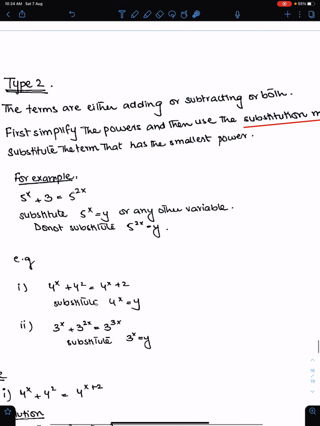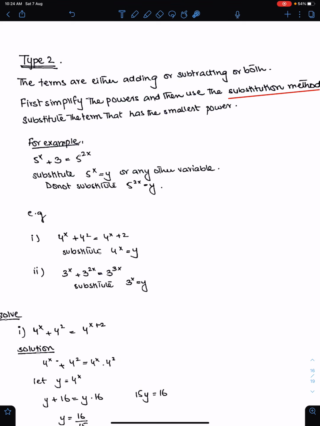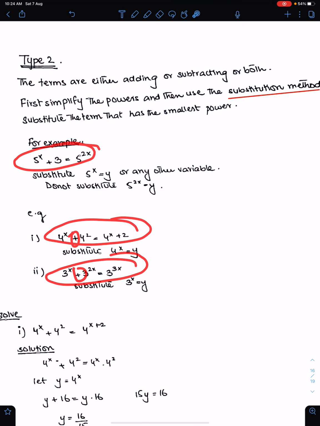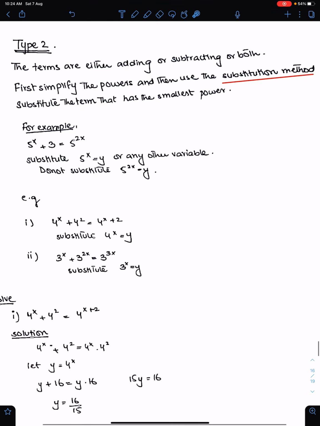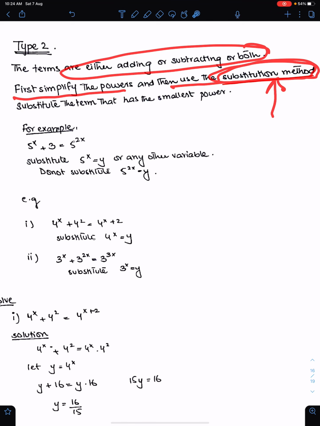Type 2. In type 1, the terms were neither adding nor subtracting, whereas in type 2, the terms are either adding or subtracting or both, like in this case, where the terms are adding. How to solve these types of questions? First, simplify the powers and then use the substitution method. Remember, we always solve these types of equations by using the substitution method.